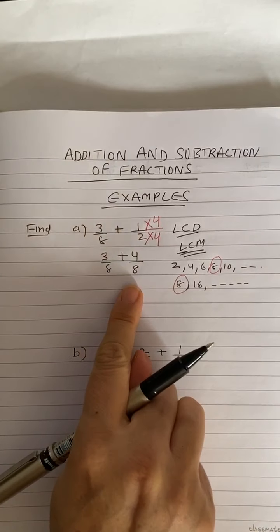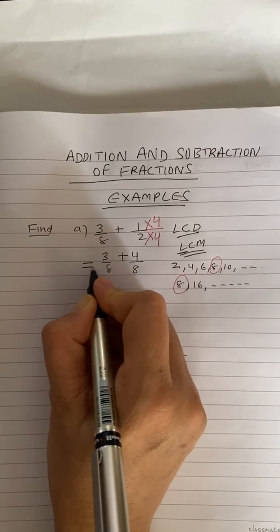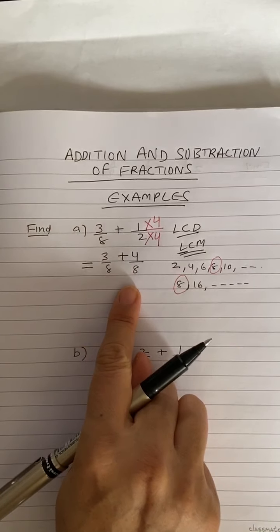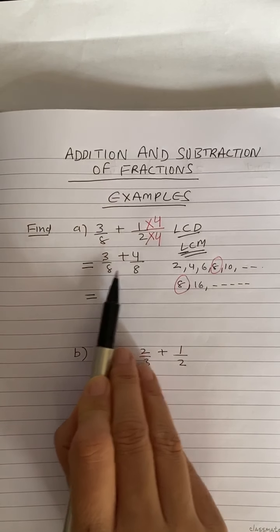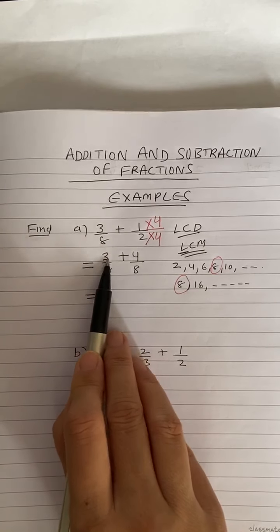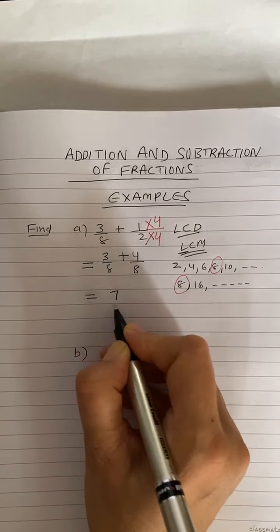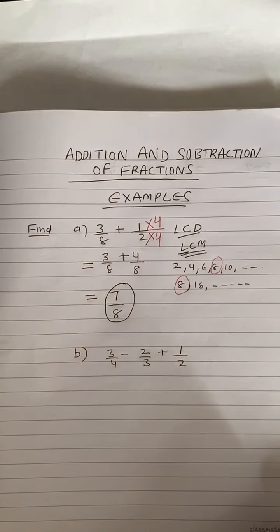Whenever you are working with an expression, you always have to make sure to have an equal sign in front of that expression. Now, to add these two, when you have the same denominator, what we do is we add the numerators. So 3 plus 4 gives you 7, divided by 8. This is your final answer here.